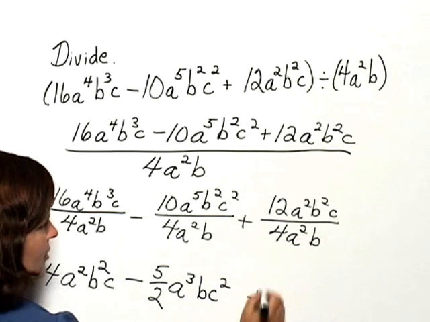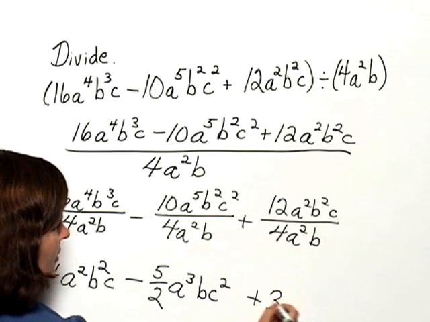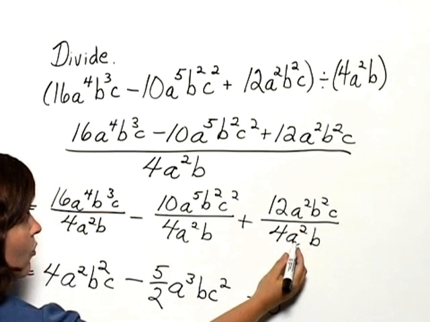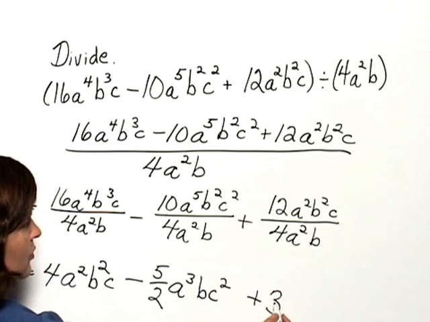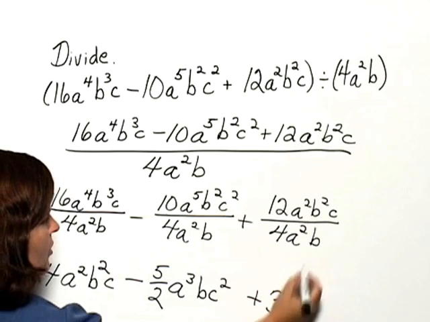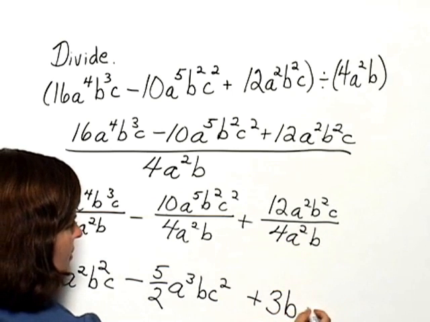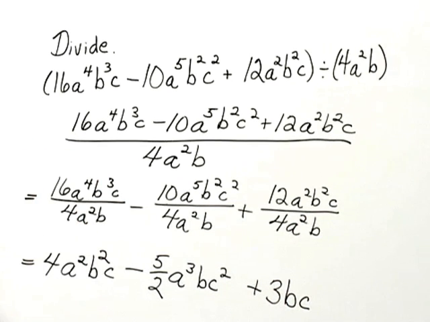And then finally, 12 over 4 is 3. a^2 over a^2 will be 1, so we don't have to write that because 3 times 1 is 3. b^2 over b would be b and c. And that would be the quotient.